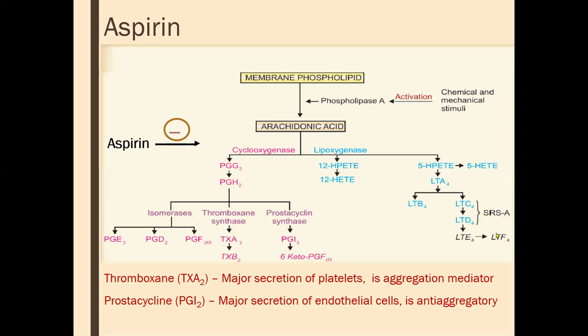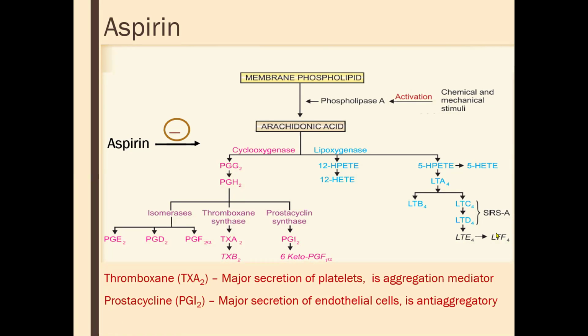Plus, prostacyclin is also there, which is PGI2. This is the major secretion of endothelial cells, vascular endothelial cells. But the effect is just the opposite. Thromboxane A2 is an aggregator mediator, whereas prostacyclin is an anti-aggregator mediator.